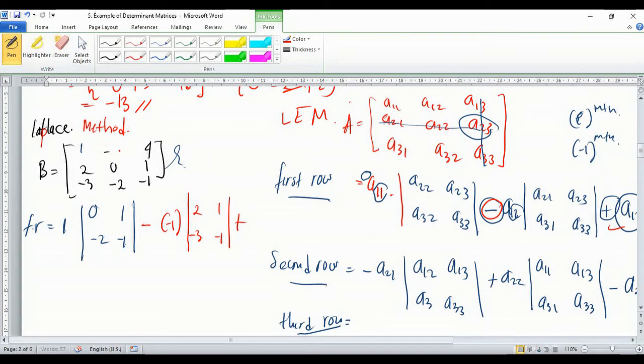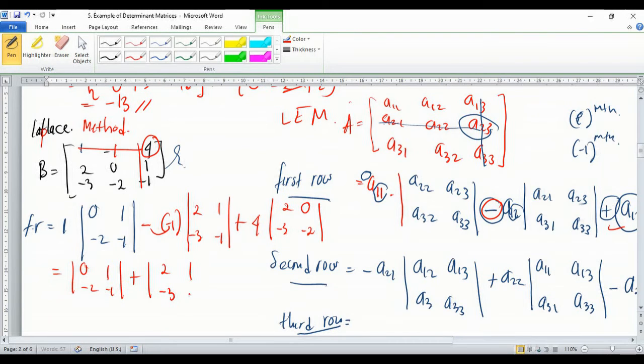This one is minus 1. When I took this value 4 times with the 2, 0, minus 3, minus 2. Okay, so from here, we have the value to be 0, 1, minus 2, minus 1. Minus times minus is positive. 2, 1, minus 3, minus 1. And then plus 4, determinant 0, 2, 0, minus 3, minus 2.